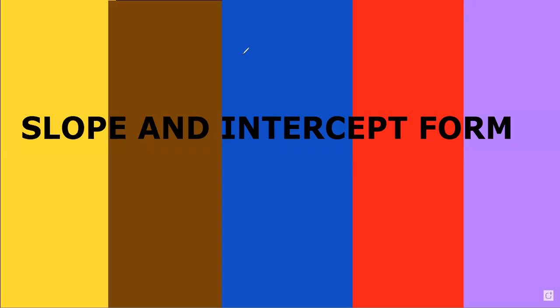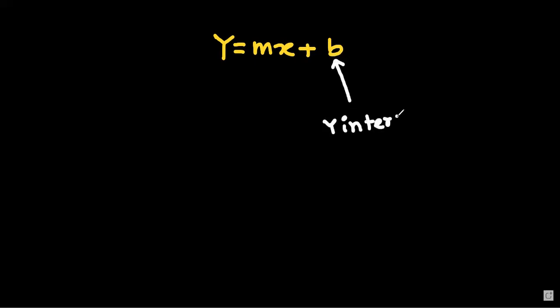Hi, today we are going to learn the slope-intercept form of a linear equation. The slope-intercept form of an equation can be written as y equals mx plus b, where b represents the y-intercept and m represents your slope.